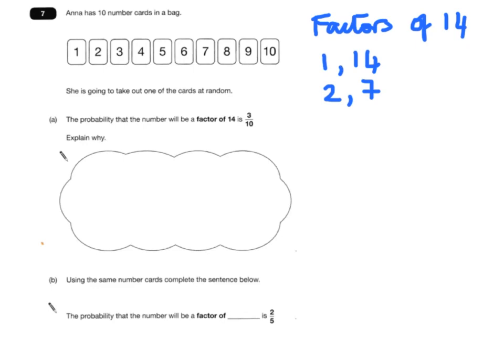Right, this looks complicated, but it isn't. Anna has 10 number cards in her bag, and she's going to take one of the cards at random out. The probability that the number will be a factor of 14 is 3/10.